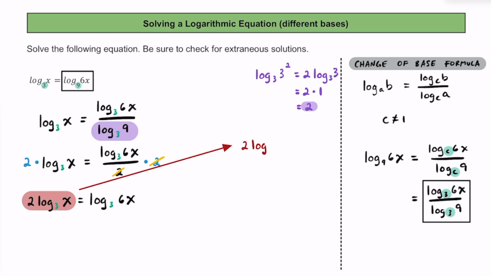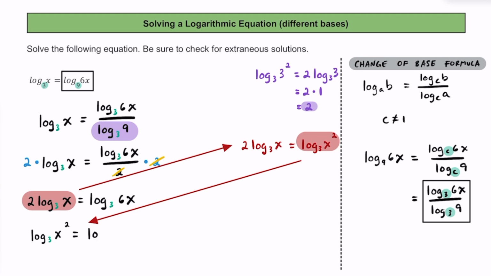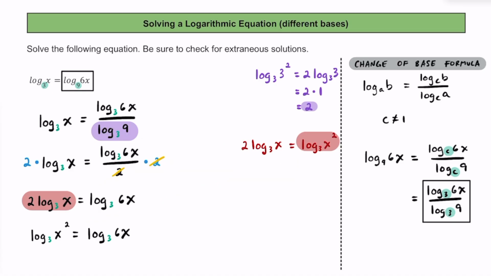Then on the left side of the equation, let's apply the power rule here. So we have this 2 times log base 3 of x, but remember that when we condense here, we can take that 2 in front and rewrite this as log base 3 of x raised to the second power. Let's substitute that back in. And we can write that log base 3 of x squared is equal to log base 3 of 6x.